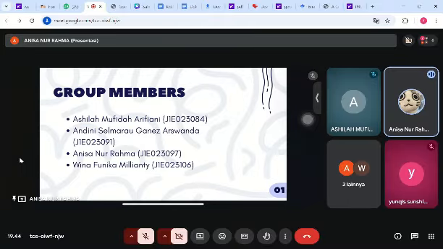Okay, the first one is Asila Mufida Arifiani with student number ID 84, and the next one is Andini Salmaro Ganes Arswanda with student number 91, and the next one is me, Anissa Nurrahma, with student number 97, and the next one is Wina Funika Milianti with student number 106.